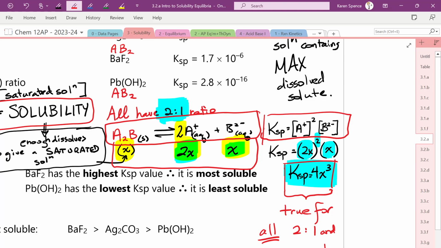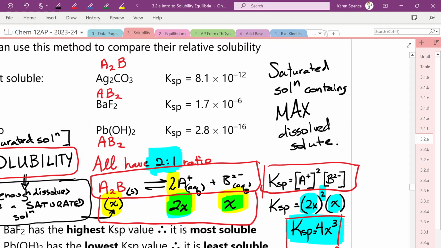But multiple choice, feel free to go: this is a 2-to-1 compound. I know that KSP is equal to 4 times the solubility cubed. If you're given the solubility, you can find the KSP really fast. And if you're given the KSP, you can find the solubility really quickly, okay?